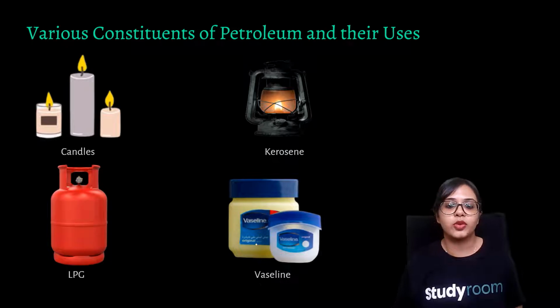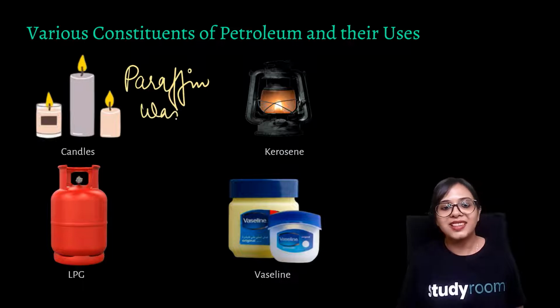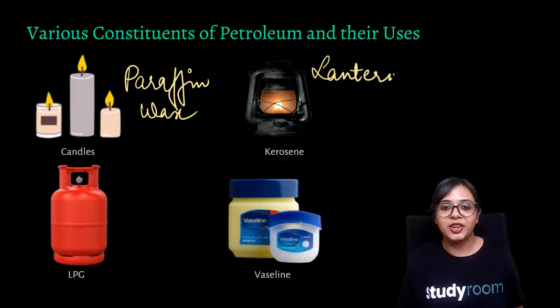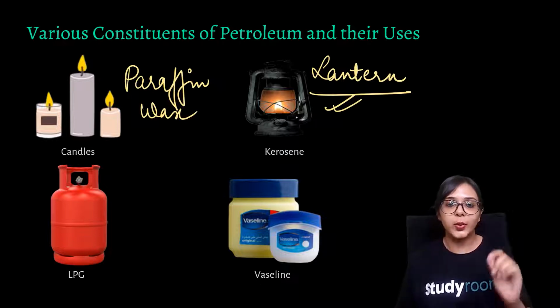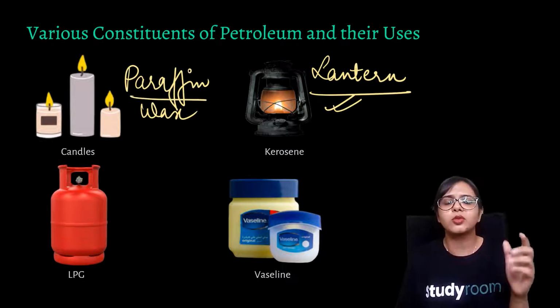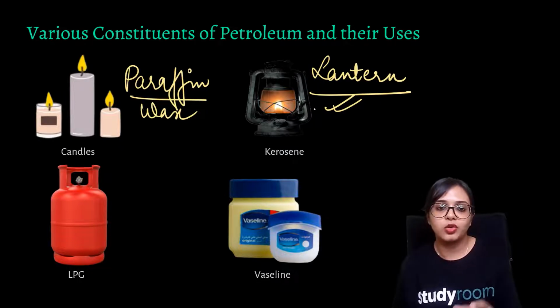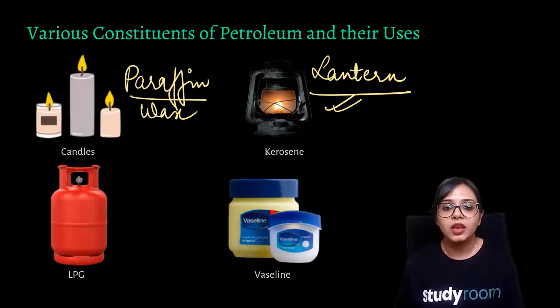Various constituents of petroleum and the uses. You have candles where the paraffin wax is being used directly. This is the lantern that I was trying so hard to explain to you. For the burning of this lantern, you do not use wax to enable this lantern to burn. You use kerosene.